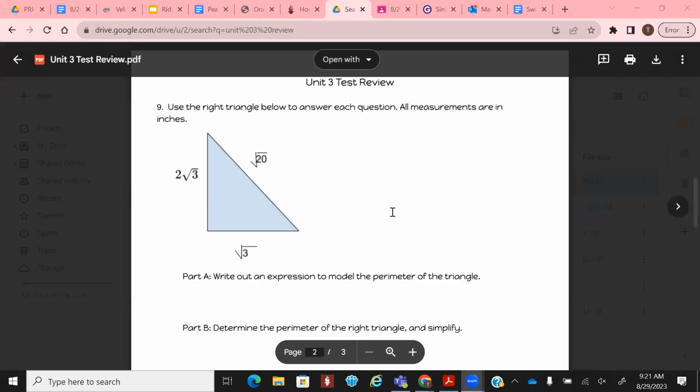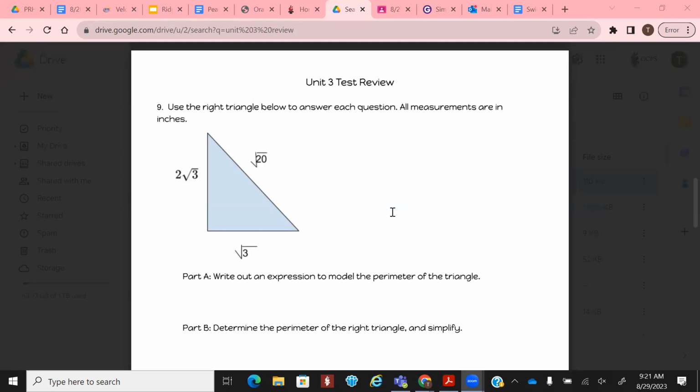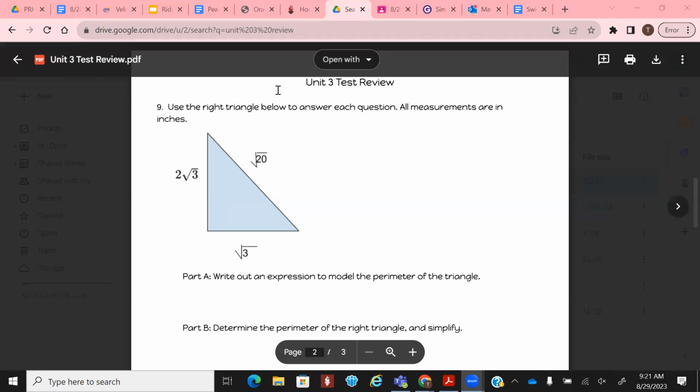So if I were to ask you the perimeter of this triangle, what would you tell me? What does the perimeter mean? We're going to add up all sides, right? Okay, so we're going to write out an expression. So we're going to say 2 square root of 3 plus the square root of 3 plus the square root of 20.